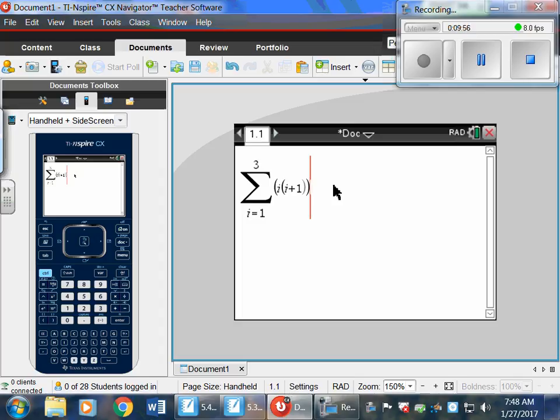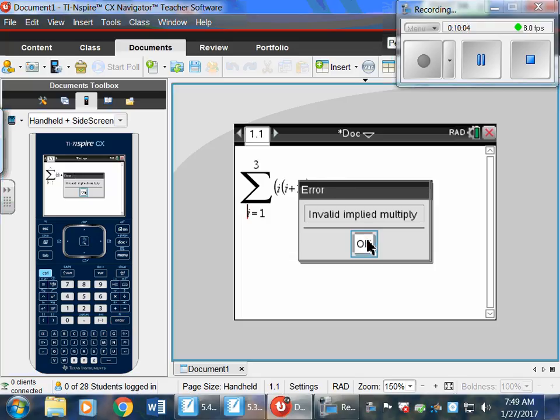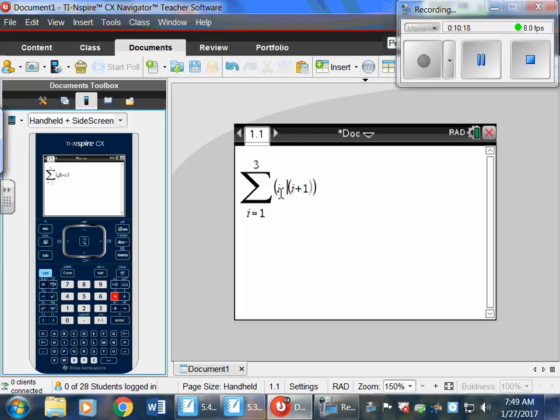All right, so make sure you wrote it down the way it looks on your paper and you hit enter. And it's telling me invalid implied multiply. So what's the problem with that? I wonder why it won't let me do that. All right, so it's saying it's implied multiply. So what if I do 1 times? Will it let me do it then? There we go. And our answer was 20 for F.